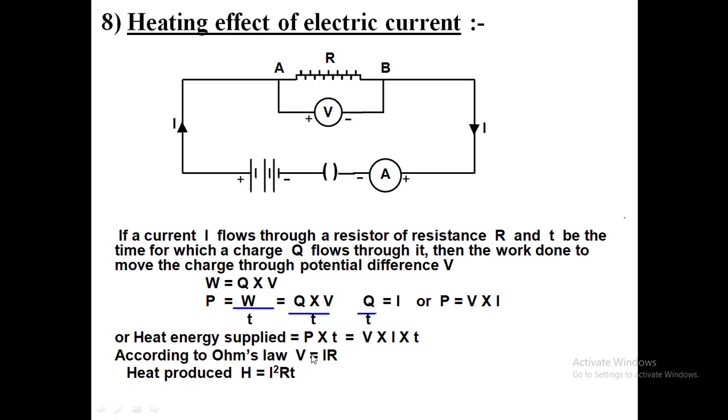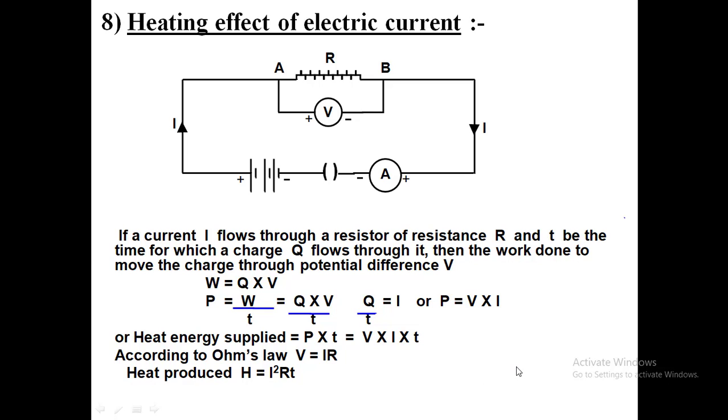Now if you use Ohm's law, that is V equal to IR, and replace V with IR, you are going to have the expression for heat produced, H is equal to I square R into T. So this is called Joule's law of heating. H equal to I square RT is called Joule's law of heating.